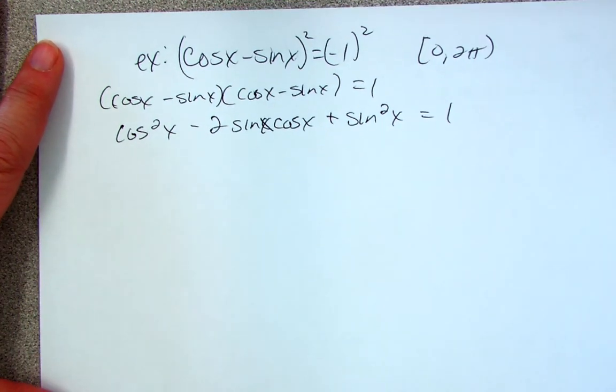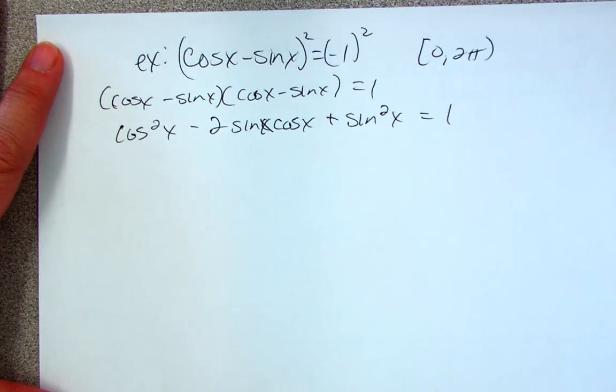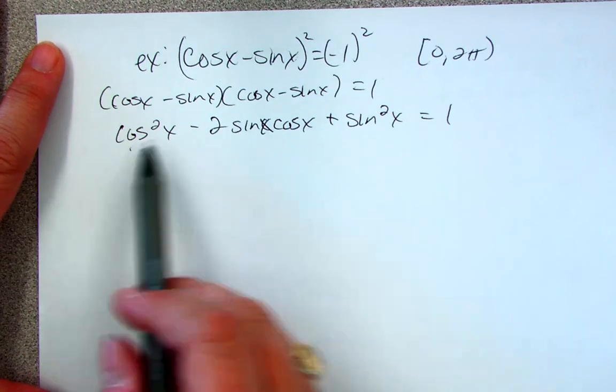So now what? Give me some help. Just think of verify identities. Work with the left-hand side. What can I do? I have one where? How? Cosine squared plus sine squared. Yep, that equals 1.